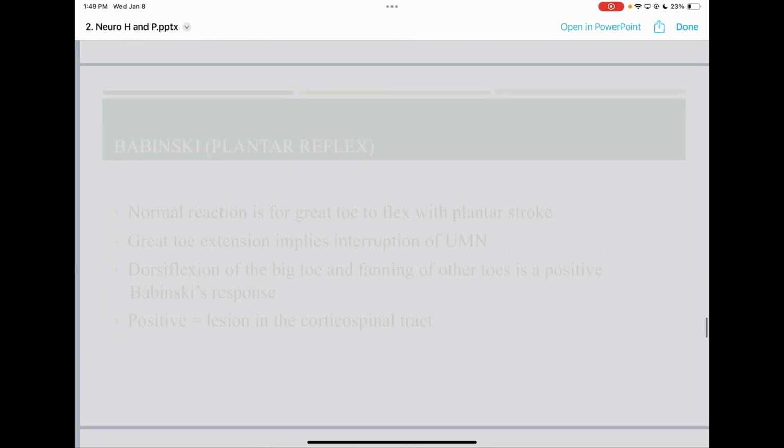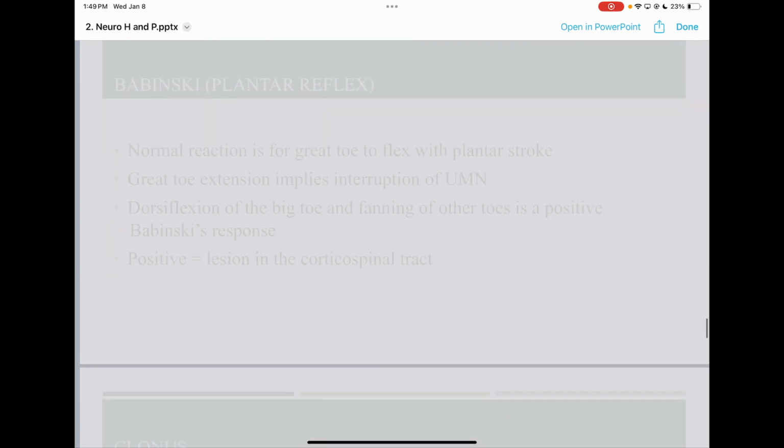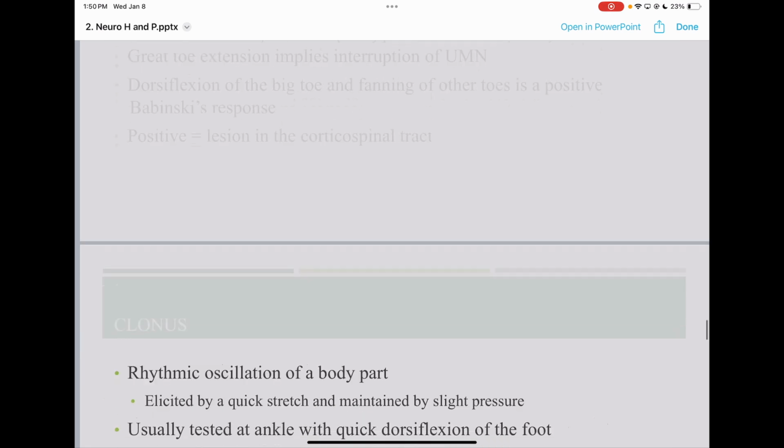Here's your Babinski or the plantar reflex. The normal response is for the great toe to flex when you stroke the plantar side. Great toe extension implies interruption of the upper motor neuron. Dorsiflexion of the big toe and fanning of the other toes is a positive Babinski's response. Okay, so any type of fanning and so forth is a positive response.